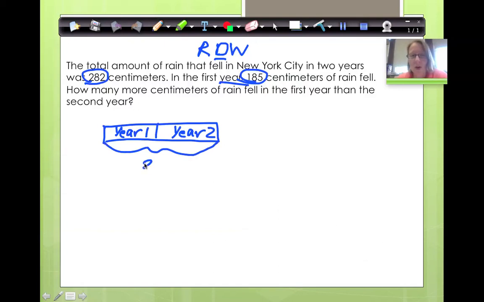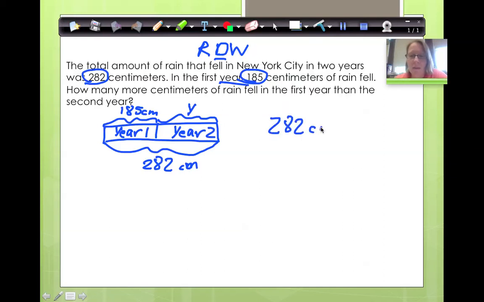My total is 282 centimeters. The first year was 185 centimeters. And now I need to figure out what this would be. So I'm going to say Y for year 2. Okay, so I don't know what year 2 is. When I have my total in one part of my tape diagram, that tells me that's an automatic subtraction problem, so let's do that.